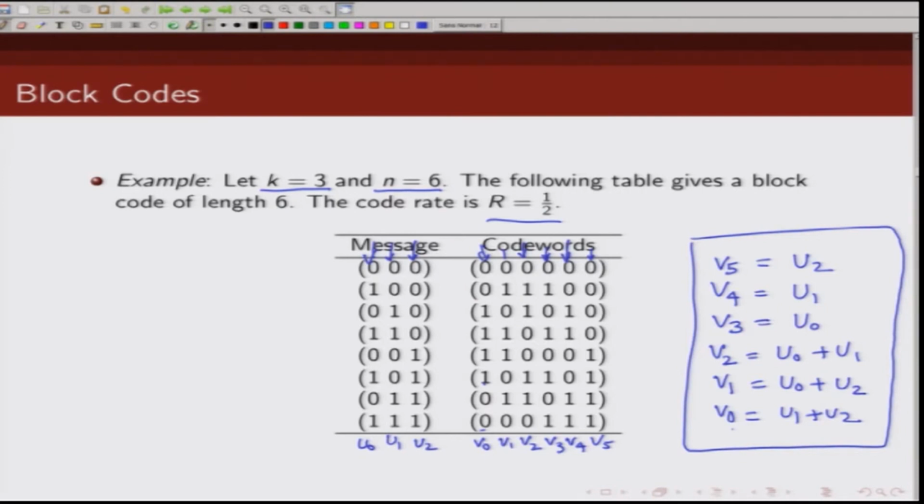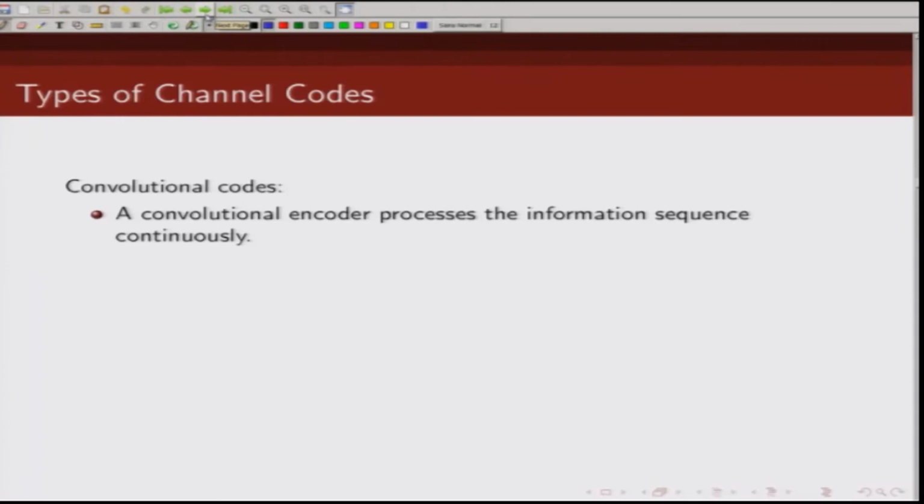Okay. So again, to recap, in block codes we partition our information sequence into blocks of k bits, and we map these k bits into blocks of n bits, and this mapping is memoryless. In other words, how we map these k bits does not depend on how we have mapped the previous blocks of k bits. Okay. So, let us now contrast it with convolutional codes and how they are different from block codes.